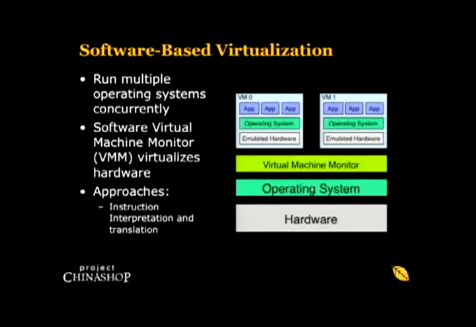Now, fast forward 20 years, and we're looking at software-based virtualization. This is stuff like VMware, Virtual PC, Bochs, a lot of the open source projects as well. What this allows you to do is run multiple operating systems concurrently, which is awesome fun because you can play with random operating systems that would never support your hardware.